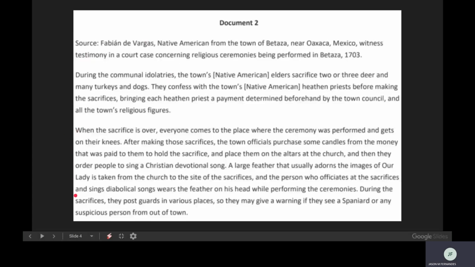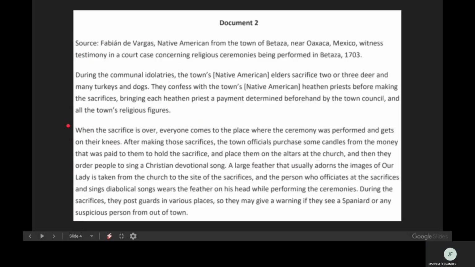And when you read the second paragraph, again, very similar to that first document, right? You've got the description of syncretism happening, right? So they're saying they do all this stuff, right? They make these sacrifices, they continue these traditional systems, but they place these things on the altars of churches, they sing Christian devotional songs, all while wearing traditional clothing, right? Feathers, etc. So very similar document.